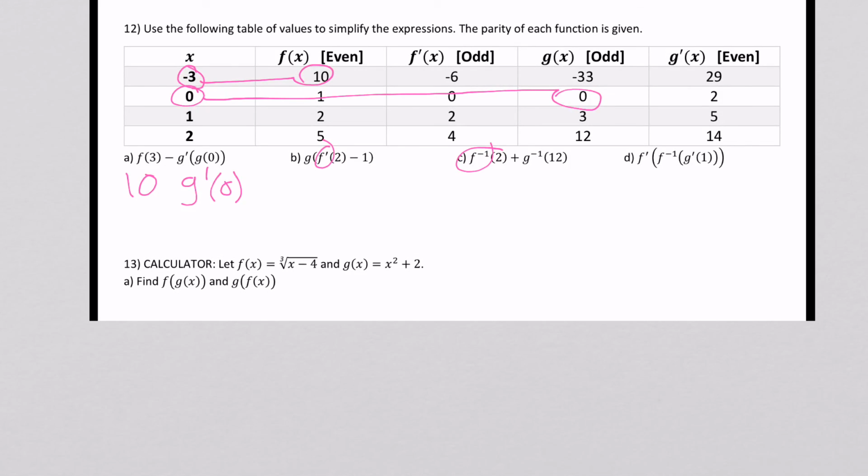So f of g prime of 0 in this case means, again, go to the 0 x value and then go over to your g prime table. My g prime table is right here, and my corresponding value is 2. So this problem becomes 10 minus 2, which is 8.